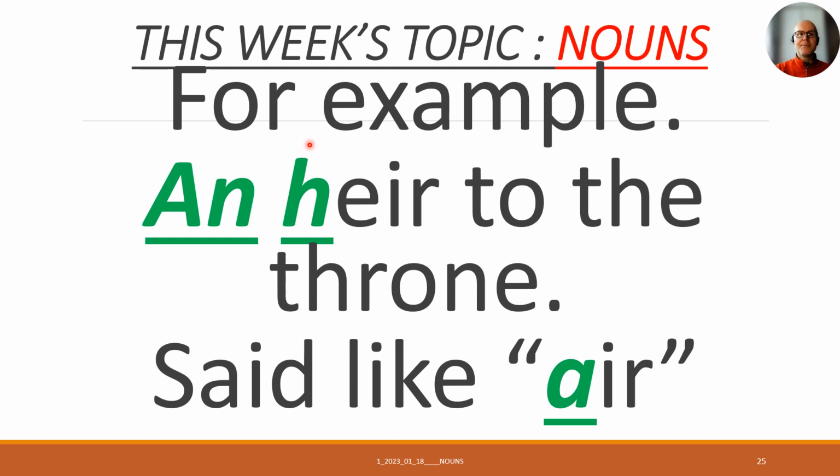Here's another example. Heir, as in heir to the throne. You say heir, you don't say hair. So you're saying the word heir like it starts with a vowel. So the article must be an instead of a. A heir to the throne would be wrong. It's an heir to the throne.